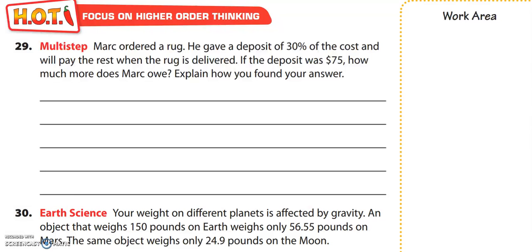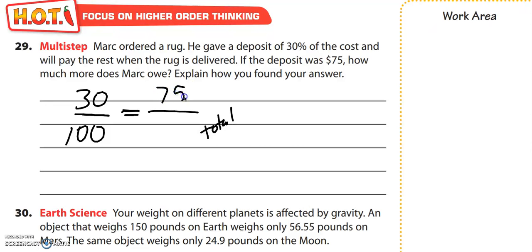I think what I'll do here is set up a proportion, because this seems like the same thing we've been working on. And 30% is the same as 30 hundredths. So I can put that on the left. And where does the 75 go? Is that going to be my first term or my second term? Well, it says he put down a deposit. That means he paid a little bit. And if it means that he paid a little bit, that means we don't know the total. And the total would always be the second term. So I'm going to put the word total here because you don't know it. And I'm going to put 75 right here.